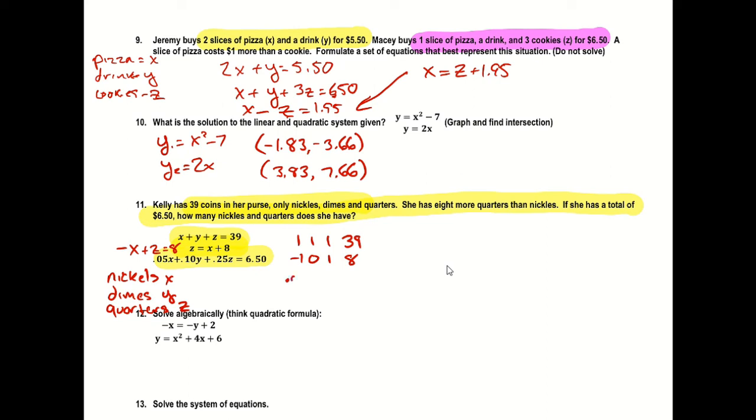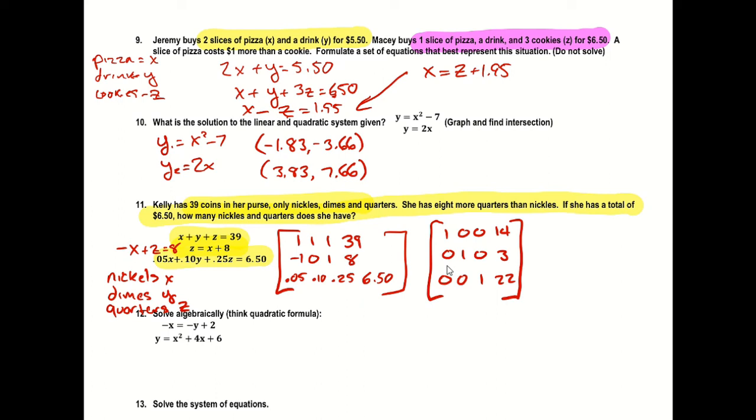And then we have 0.05, 0.10, 0.25, 6.50. And there's our matrix. Again, calculator, reduce row echelon form. Follow those steps, and you will have those steps tomorrow. And we get a solution matrix of 1, 0, 0, 14, 0, 1, 0, 3, 0, 0, 1, 22.